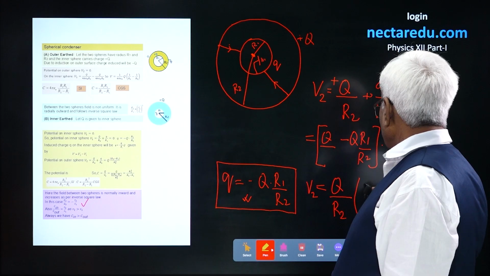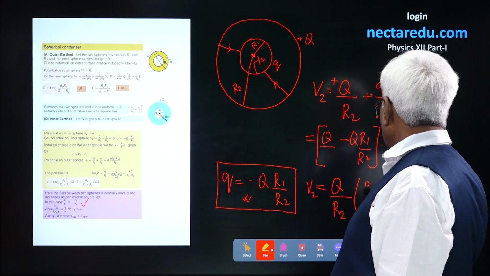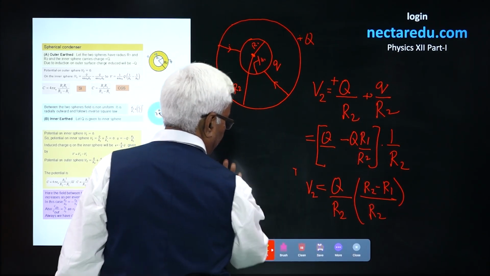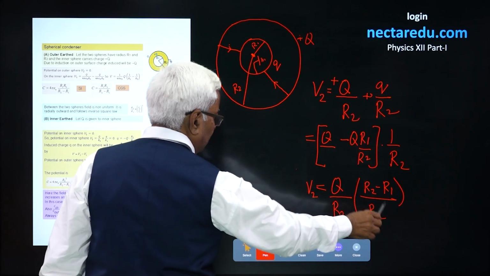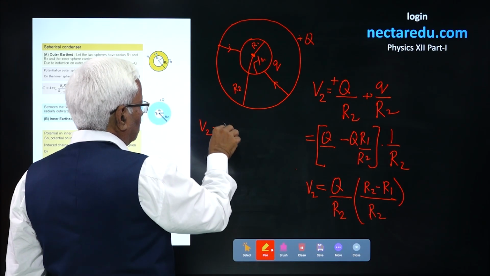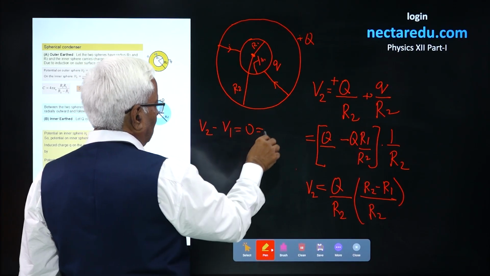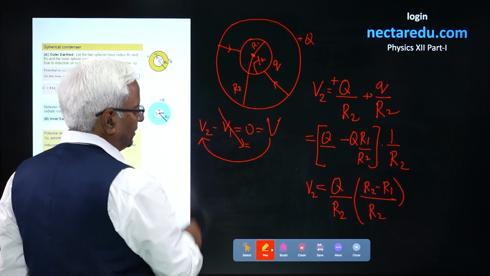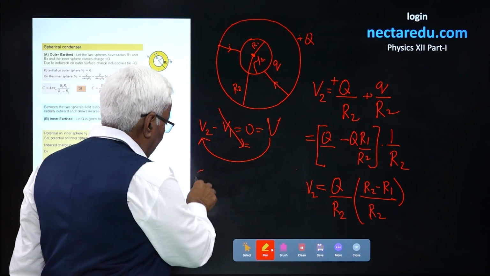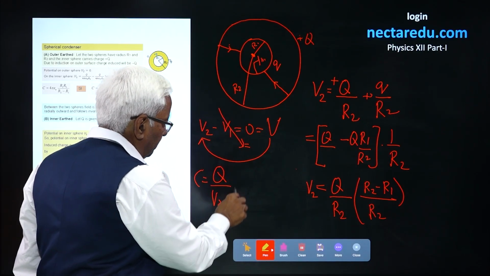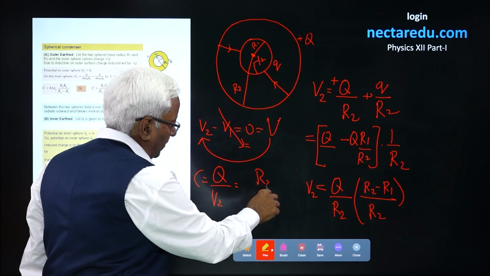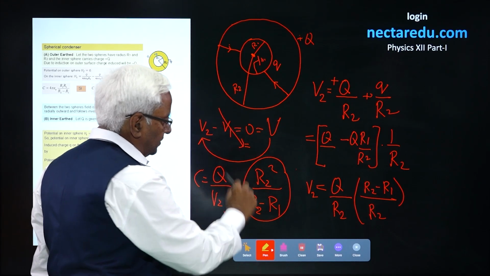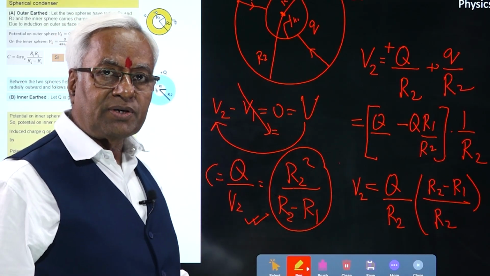times R2 minus R1, here R2. You see, as in the previous case, V2 is having this value and V1 equal to 0. So V2 minus V1, that is the potential difference. V1 itself is 0, that's why we can say V is equal to V2 itself. And for finding capacity, you'll use Q upon V2. That will give you the relation R2 square upon R2 minus R1. This is the capacity in CGS system when the inner sphere is earthed.